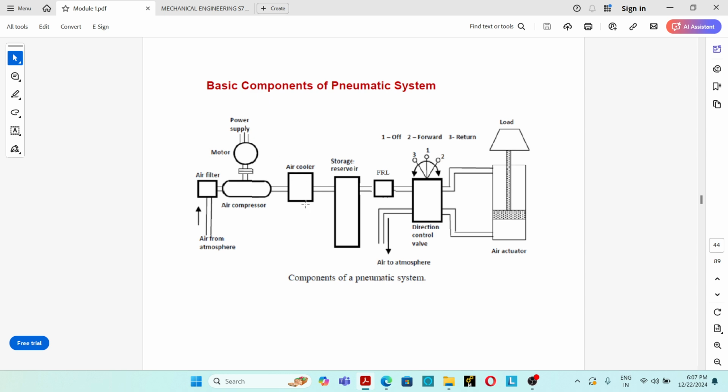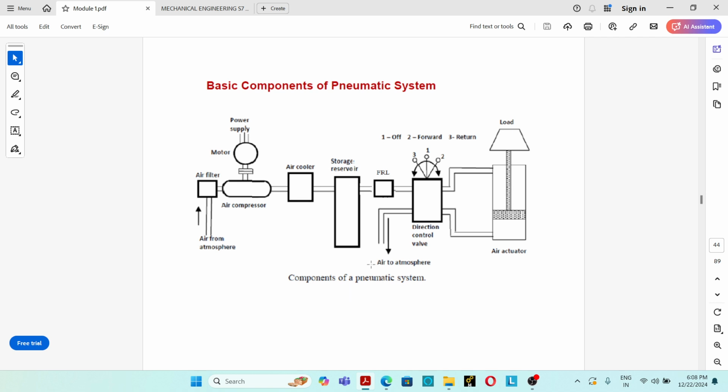Next component is the air cooler. During the compression process, the temperature of the air will increase, because adiabatic compression takes place, and adiabatic compression always increases the temperature. That high temperature air will affect the sensitive components in the pneumatic system. So in order to reduce this, the air is passed through an air cooler.